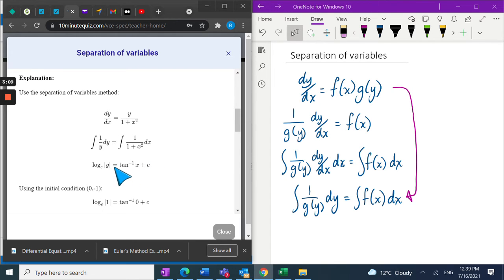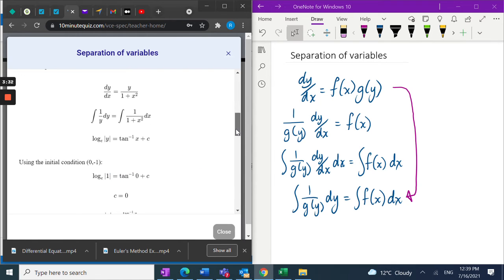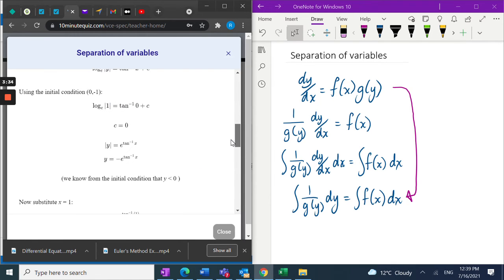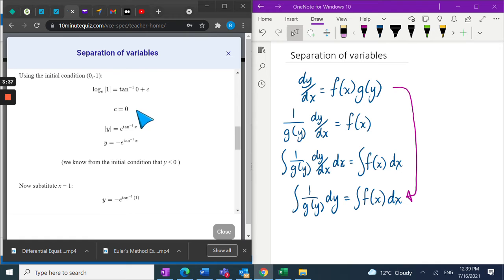Now, we would have a constant from this integral and a constant from this integral. But if we've got a constant on this side and a constant on this side, we can combine them into one constant. So we can just write the plus c once. In order to find that value, we would sub in the initial condition, which was given to us in the question. The absolute value of -1 is just 1. Tan of 0 is 0. So we would work out that c is 0 here.